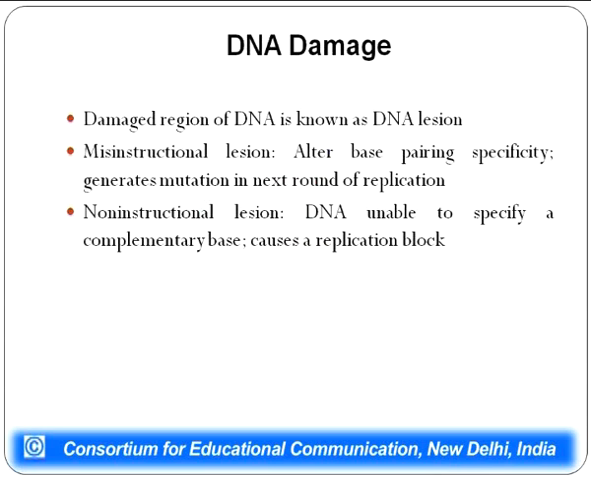Whatever damage occurs to DNA is known as DNA lesion. Now, DNA lesion could be misinstructional lesion or non-instructional lesion. Misinstructional lesion occurs whenever a wrong base gets incorporated in the DNA, which codes for a wrong base in the transcript, which subsequently leads to wrong amino acid getting incorporated. Or there could be non-instructional lesion wherein there is a replication block, so that the machinery for replication cannot proceed on further, and there is no passing of information from one generation to the next generation.